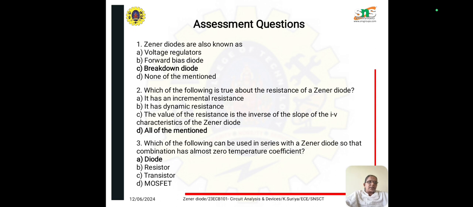So let us take up some assessment questions. Zener diodes are also known as, the answer is breakdown diodes. Which of the following is true about the resistance of a Zener diode? The options are: it has an incremental resistance, it has a dynamic resistance, the value of the resistance is the inverse of the slope of the VI characteristics of the Zener diode. So all these three are true.